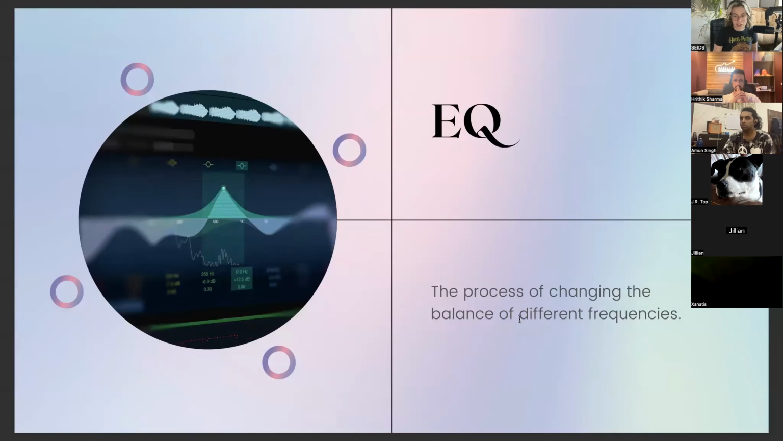EQ is the process of changing the balance of different frequencies. You can think of this as sculpting: you have a block, and you're going to enhance or unenhance different areas of the face or the body or whatever you're creating. And you leave room for each instrument to shine.